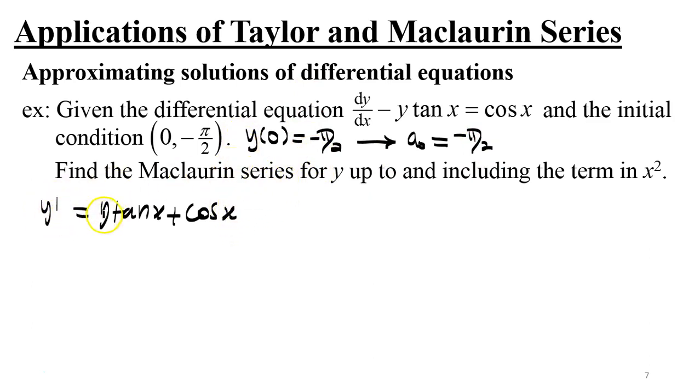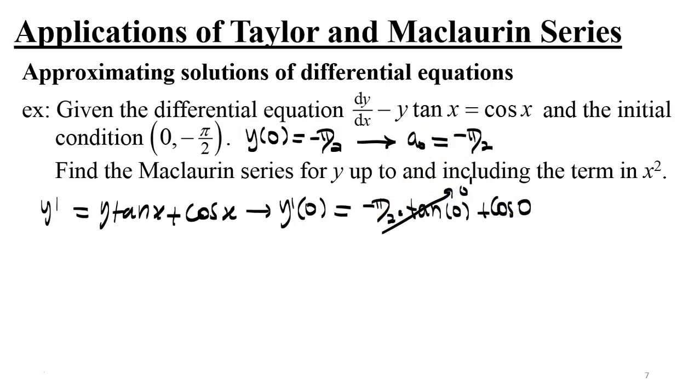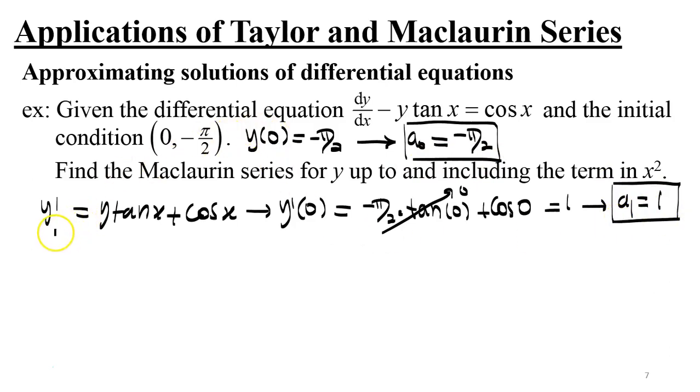Now, however, y prime is y tan x plus cosine x. So evaluating y prime at 0: y of 0 is negative pi over 2, times tan of 0, plus cosine 0. Now, tan of 0 is 0, so that term cancels out, and cosine of 0 is 1, which leaves me with the second coefficient of the expansion being 1 over 1 factorial, which is 1. So that is my first coefficient, that is my second.